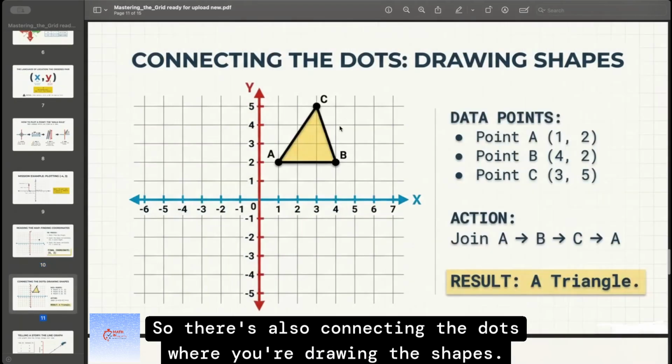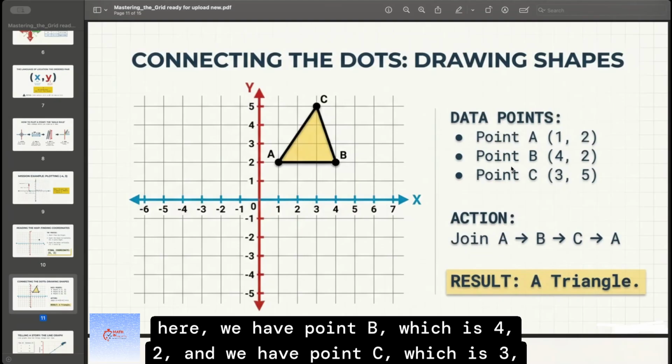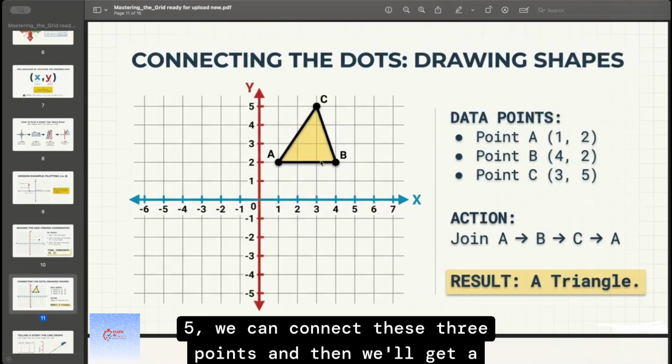So there's also connecting the dots where you're drawing the shapes. So for example, if we have point A, which is 1, 2, this was point A here. We have point B, which is 4, 2, and we have point C, which is 3, 5. We can connect these 3 points and then we'll get a triangle.